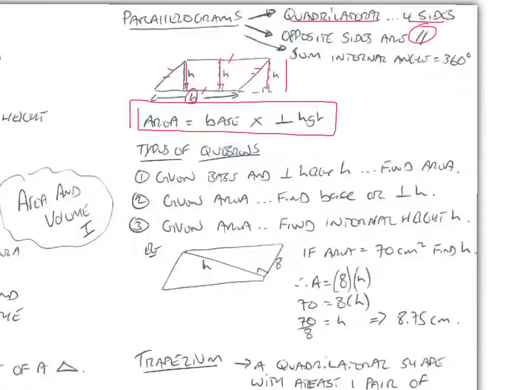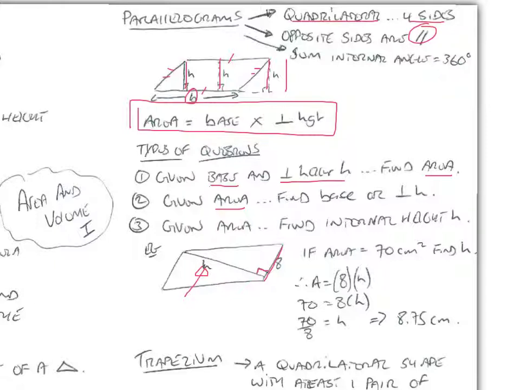The types of questions you get for parallelograms are where you're given the base and the perpendicular height h to it, and you simply plug those in and find the area. Or, like before, you're given a value for the area and you may be given the base or the height, and then you find the other unknown. The third type, which is a bit more interesting, gives us the area of a parallelogram and asks us again to find some internal height h, where this internal height h is always at a right angle to some other side, which becomes our base.